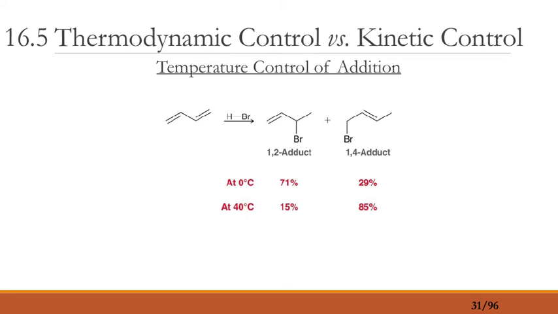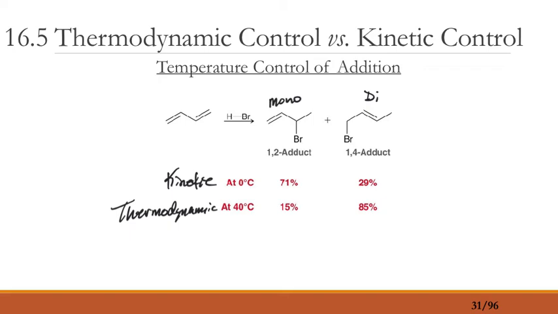Here we talk about the thermodynamic control versus kinetic control. And again, you see at 0 degrees Celsius, we're going to call that kinetic. At 40, this is going to be the thermodynamic control. And we get the 1,4 adduct under thermodynamic conditions. And the reason we can say that is that this is the disubstituted alkene, and this is the monosubstituted alkene.